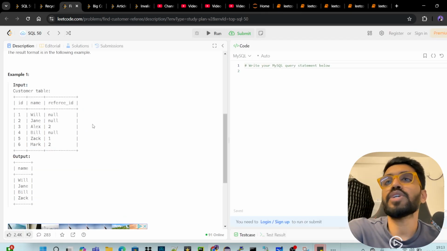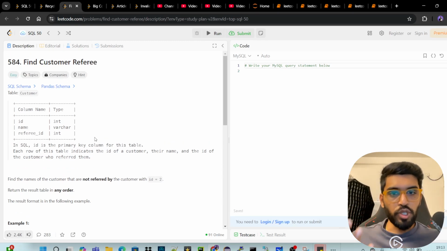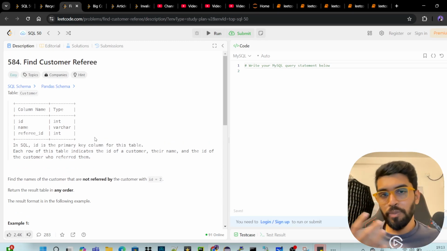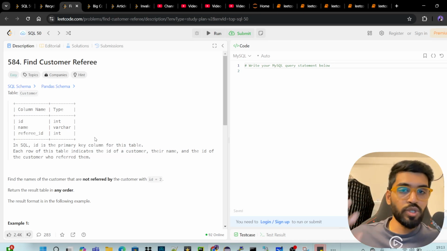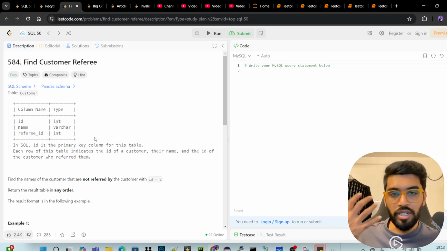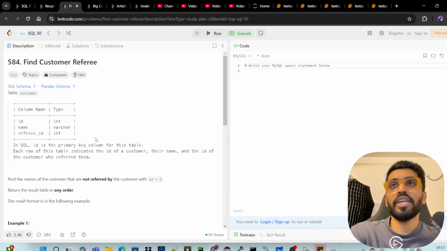Okay, next question. Find customer referee. If you go to some shop, they will ask you, please refer your friend. Then the next day your friend goes to the shop, and the shop owner asks the customer whether they have been referred by someone, and your friend says, yes, my friend referred me. So the shop owner maintains a table saying this customer was referred by that customer. That is the case happening here.